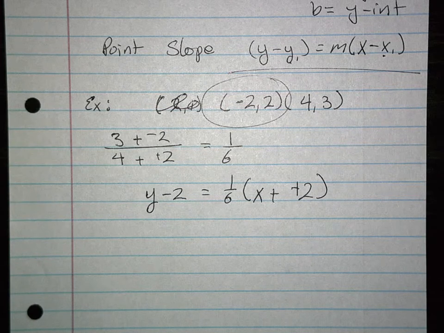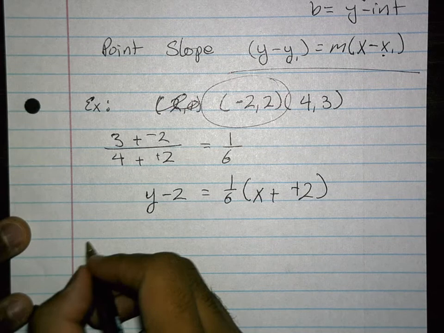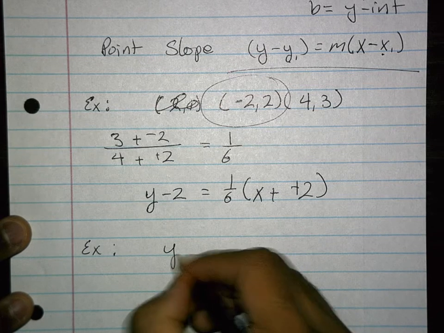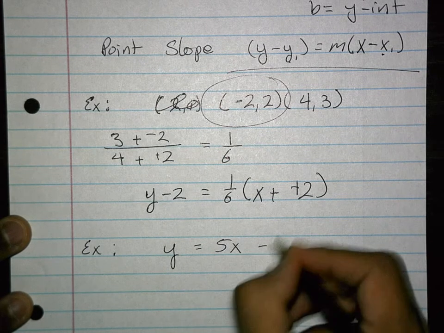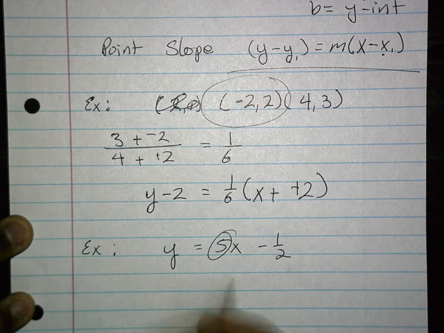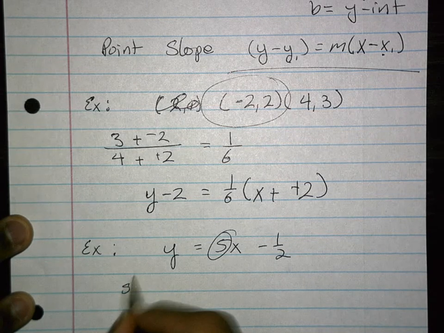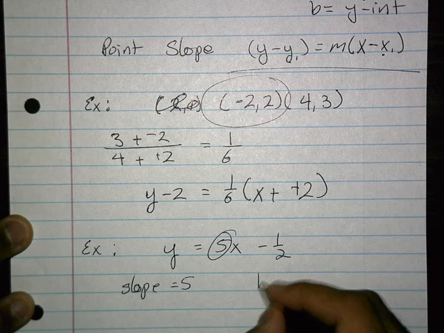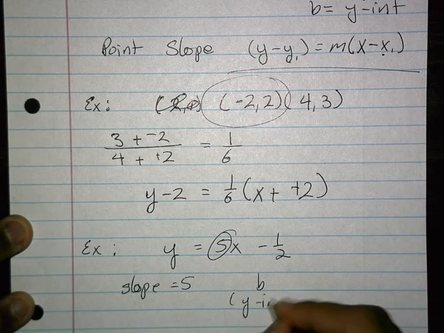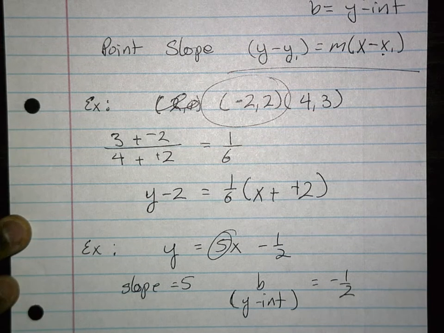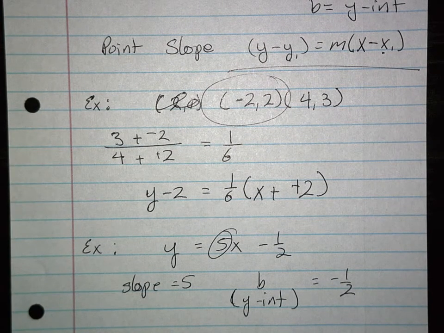Let's look at finding slope and y-intercept. If I give you an equation like this and I wanted to know what's the slope, okay, the slope is the value always in front of the x. So the slope would be 5. The b, or in other words the y-intercept, okay, is negative 1/2. We want to find those pieces of information.